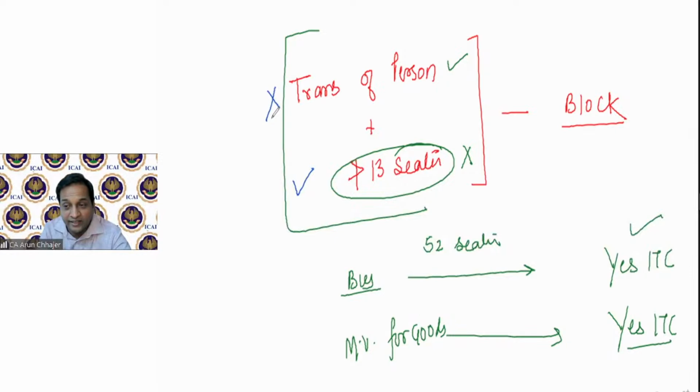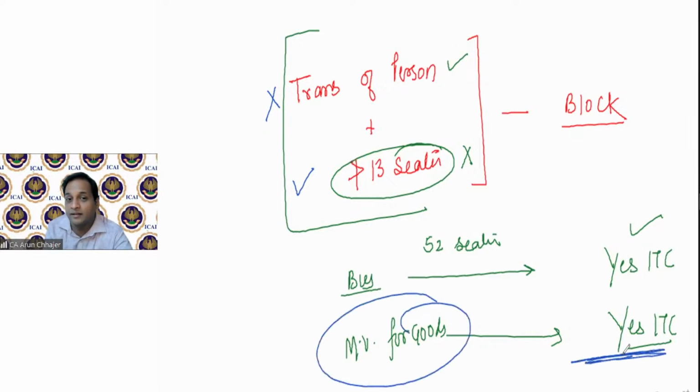So, my dear friend, if the vehicle is being used for the transportation of goods, it should be a goods vehicle. I cannot say, sir, I have purchased, let's say, a BMW car and I am using it for transportation of goods. No, sir. It should be registered under the Motor Vehicles Act as a goods transportation vehicle. So if I have purchased such a vehicle which I am using for the transportation of goods, then in that case, ITC would be available.